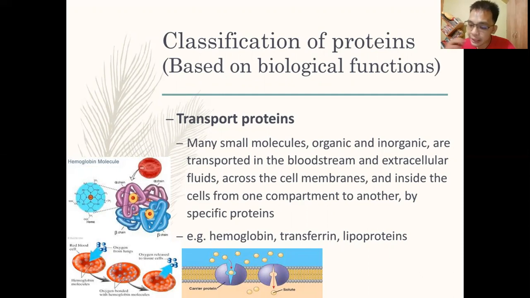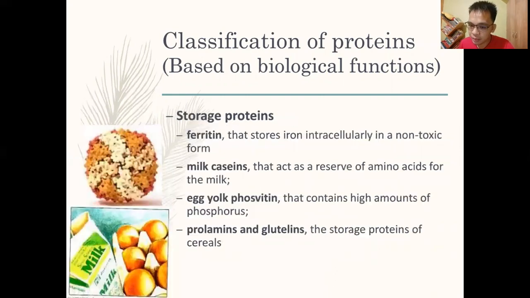Yun nga, we have the transport proteins. What are the examples of our transport proteins? We have the hemoglobin that transports oxygen in our body. We have the transferrin, and meron din tayo mga lipoproteins natin. Okay? So, transport proteins and then enzymes. For the last, we have the storage proteins. Ang alam ko dito is the egg yolk na kung saan matatagpuan yun ang mga albumin natin.